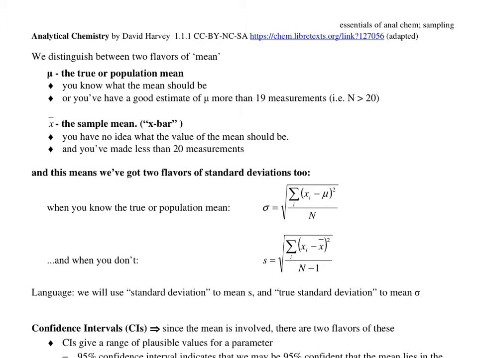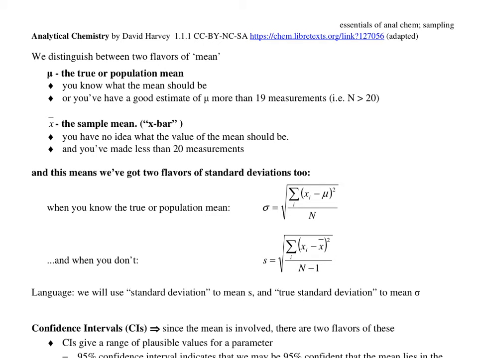We start with a reminder that there are two flavors of mean. The first is when we know the true population mean, which means we have mu. We have a good idea of what the mean should be, or a good estimate because we've taken many measurements. The other mean is x bar.